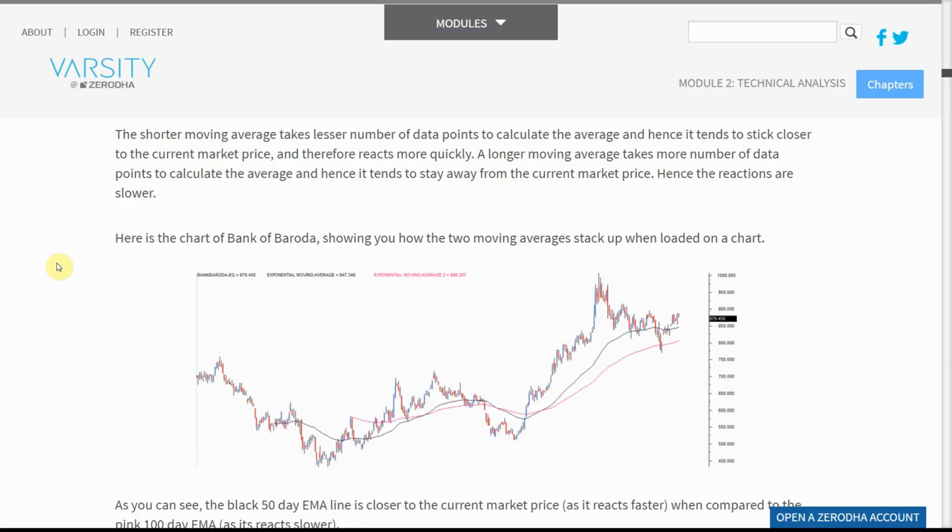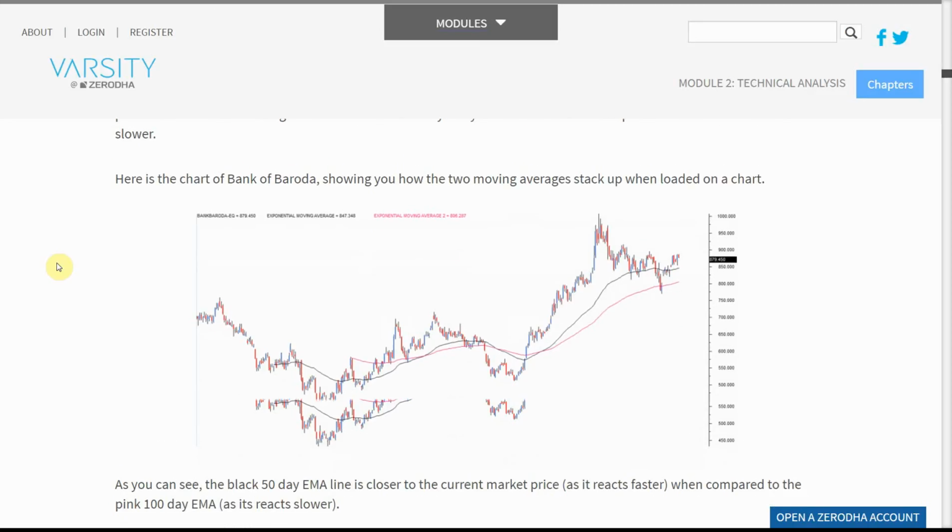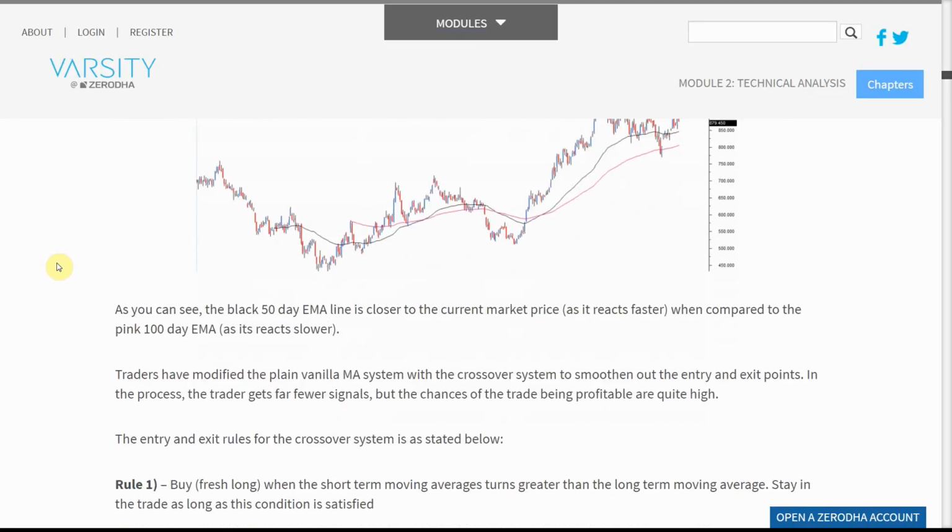Here is the chart of Bank of Baroda, showing you how the two moving averages stack up when loaded on a chart. As you can see, the black 50-day MA line is closer to the current market price as it reacts faster, when compared to the pink 100-day MA, which reacts slower.